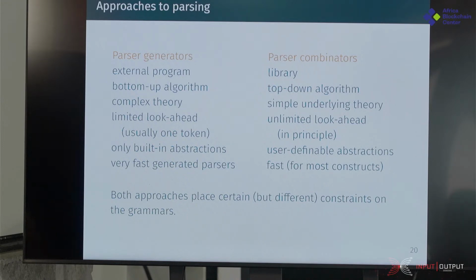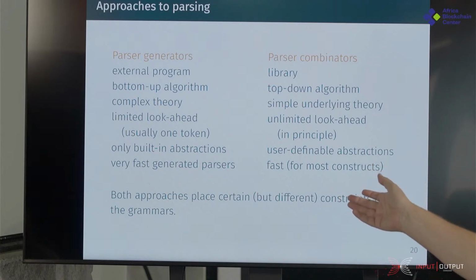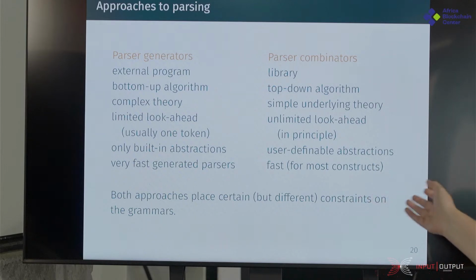So there's a C tool. It has a special syntax, and you can somehow in a cryptic way define these grammars, and hopefully then it parses your grammar. But parser combinators are just libraries, and it's top-down, very simple theory. In principle, you are not restricted to looking ahead just one character. Because it's just a library, you can define your own abstractions, and it's fast enough. Maybe not as fast as these traditional tools, but for practical purposes, fast enough.